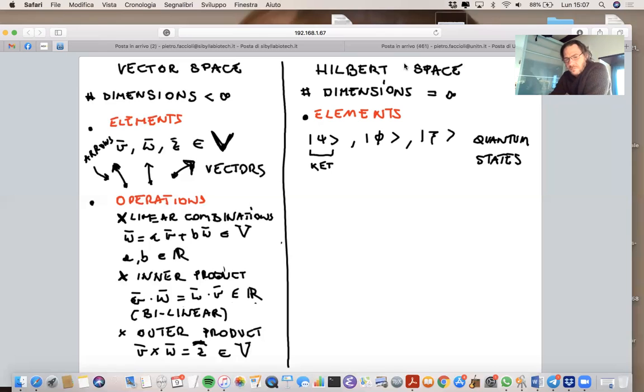And so on. And of course, if I have elements, I want to define operations. And let's assume all the quantum states belong to a Hilbert space, which normally is denoted with H. Now, of course, I want to define operations between states.